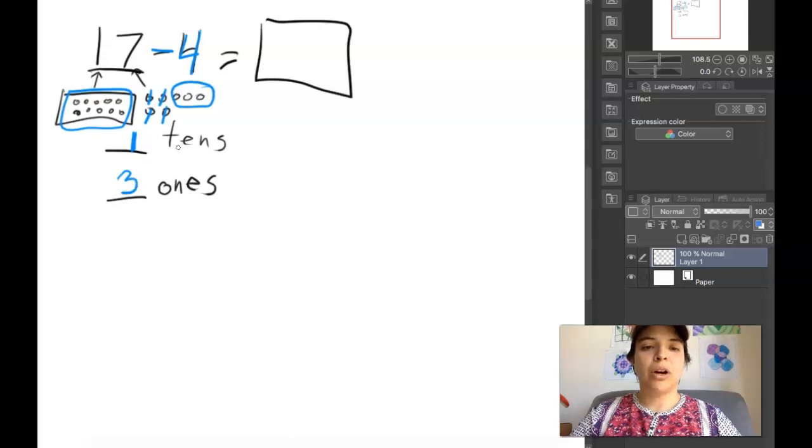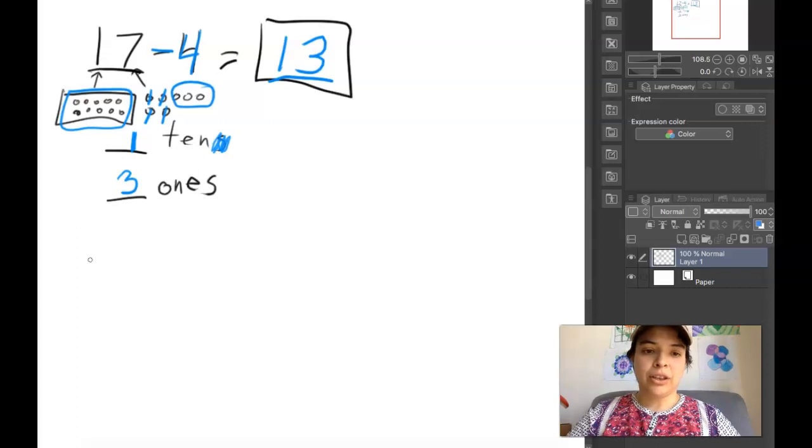3. 1 10. So I can get rid of this. 1 10, not 2 10s, or 3 10s or 4 10s, just 1 10 and 3 1s. And this is 1 10 and 3 1s. What teen number is that? 13. So now we know 17 minus 4 is 13. How about that? Let's try another one.